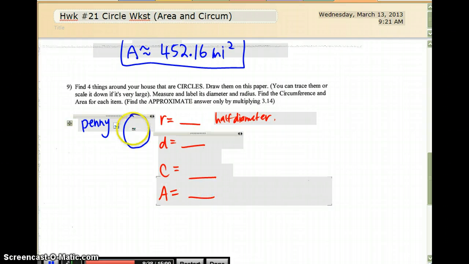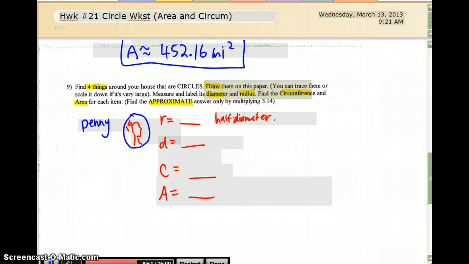So if it's a penny, and I think Lincoln's face goes this way. Does he go this way? 1 cent. Yeah. And then you would just draw it. Make sure you follow all the directions. So you need 4 things. You're going to draw them. You need the diameter, the radius, the circumference, and the area. And you only need to find the approximate, so you don't need to find the exact. Okay? All right, see you tomorrow.